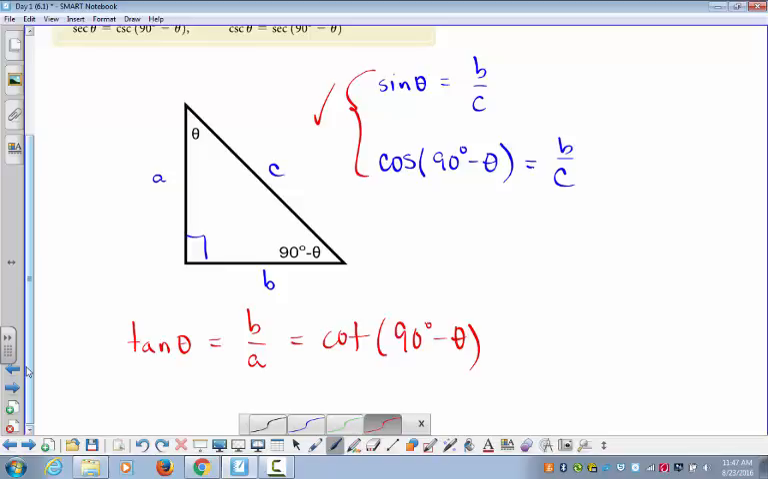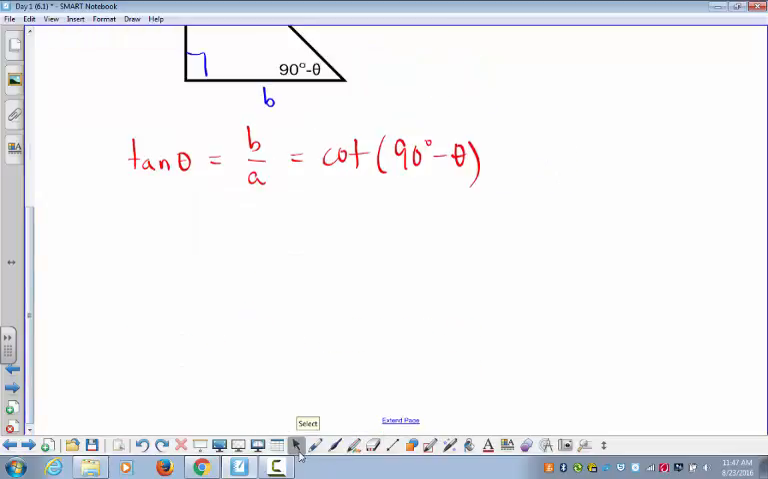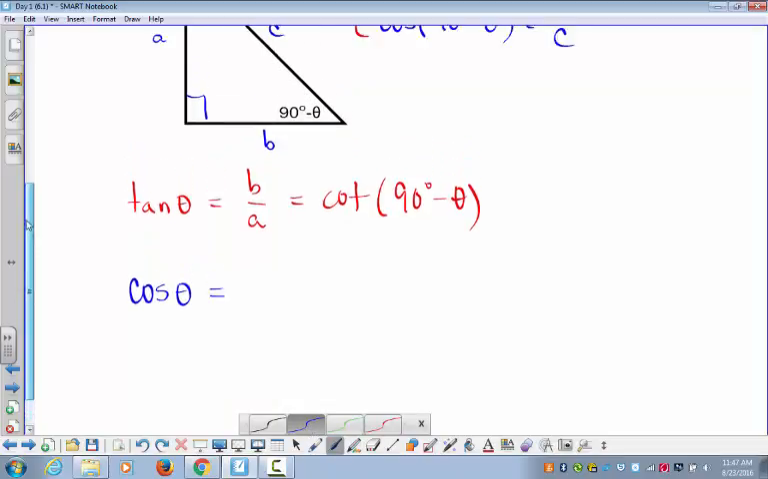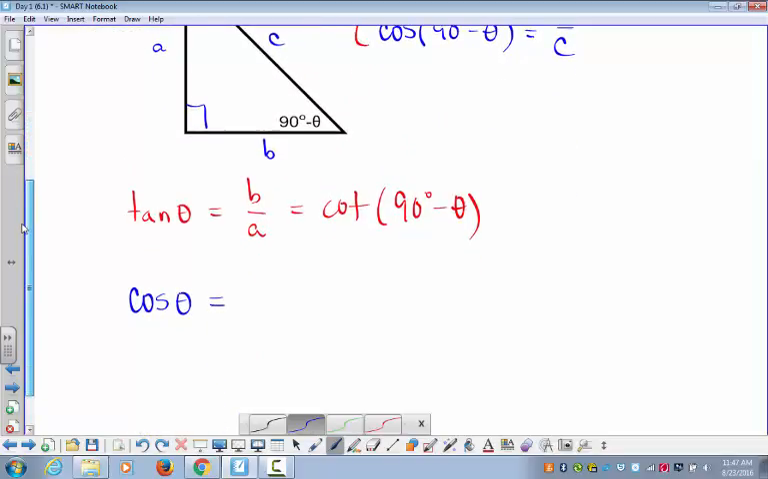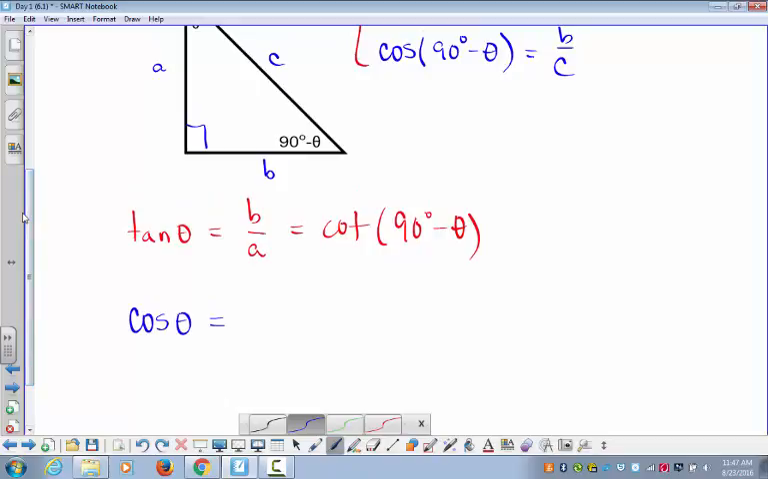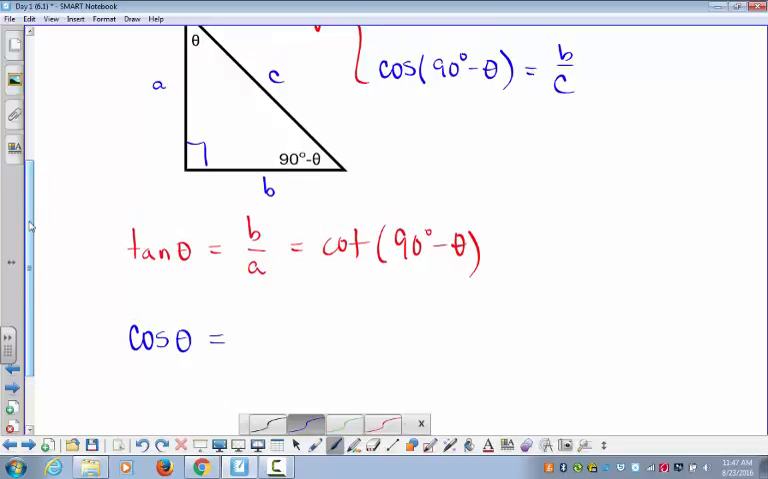Might as well write the third one down just to be complete. So we started with sine up there. We started with tangent there. Let's start with cosine. And this one's very similar to the one up there. The cofunction for cosine is... Oh, before we get to that though, let's just find cosine of theta with our picture. Cosine of theta, adjacent over hypotenuse, A over C.